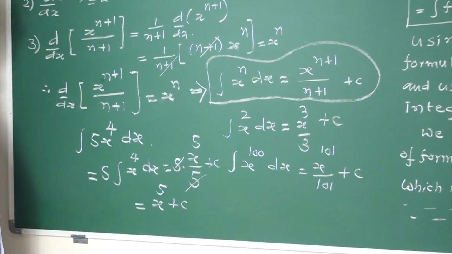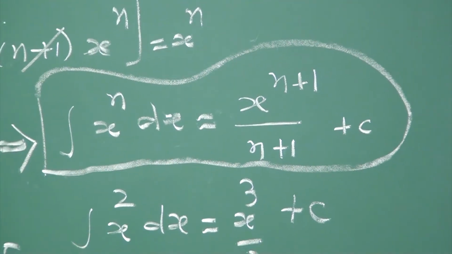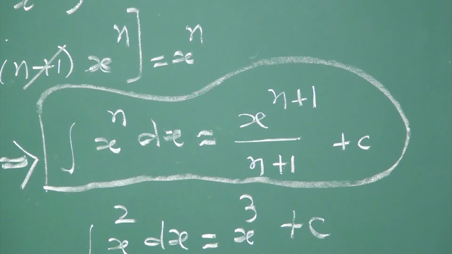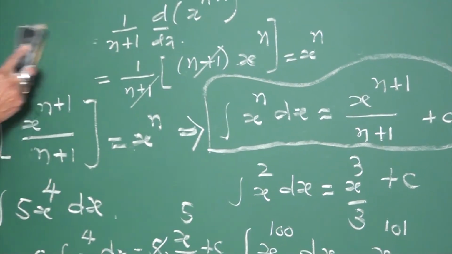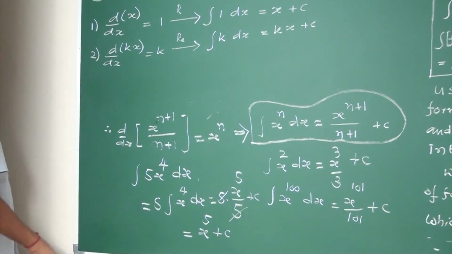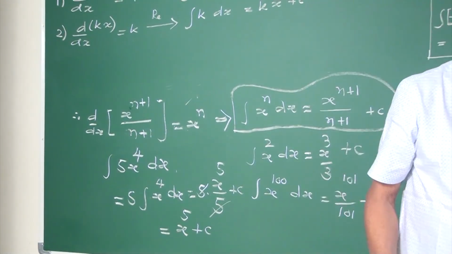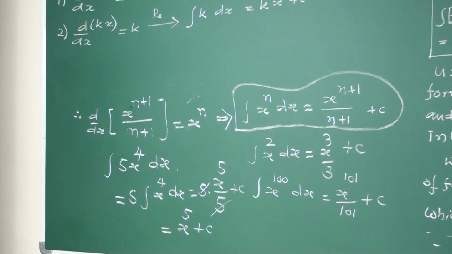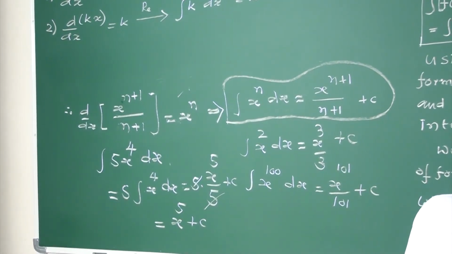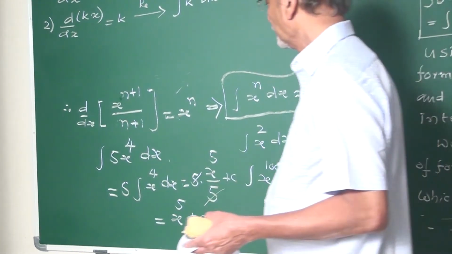Your formula: integral of x to the power n is x to the power n plus 1 upon n plus 1 plus c. By making use of the same, even you can go for what? Fourth one. These are some examples, my friends. I explained. This is the third formula. Copy it.